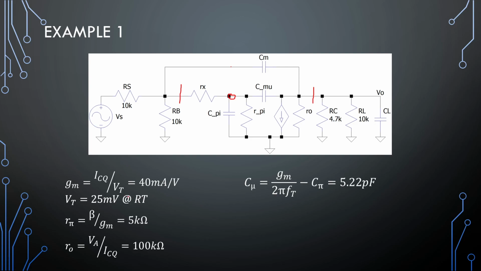Okay, for 1 milliampere bias, we have 40 milliamperes per volt transconductance, 5 kilo ohm R pi, 100 kilo ohm output impedance, and C mu is 5.22 picofarads if we need to calculate it.